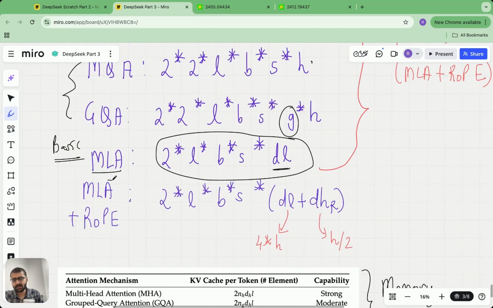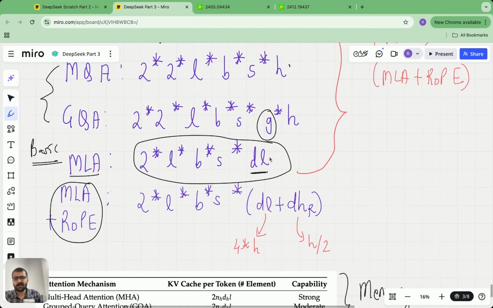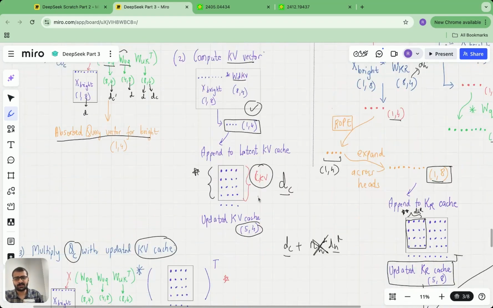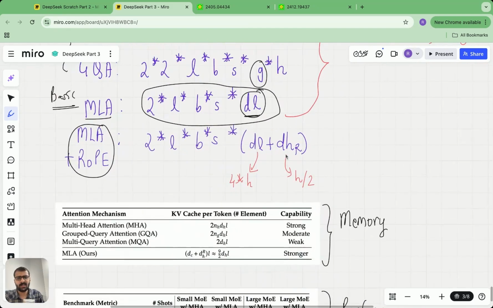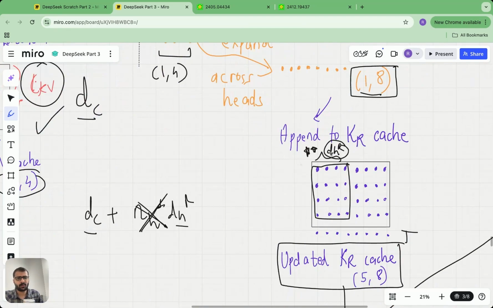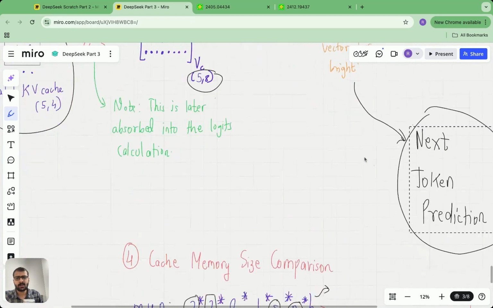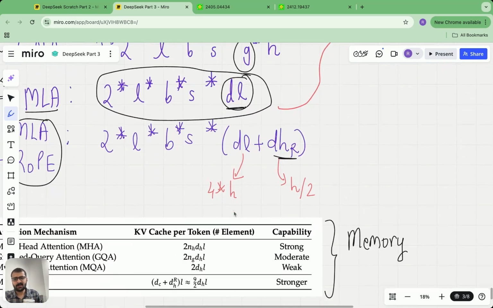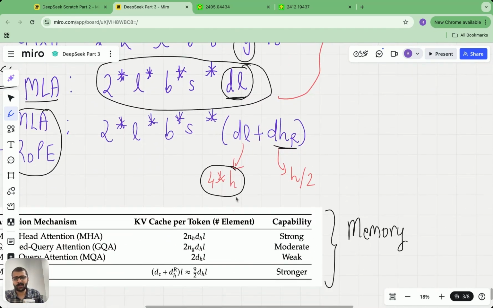With MLA plus RoPE, the thing which we saw today, the only thing modified in this formula is that instead of just having the latent CKV, which is being cached, that much is fine, but along with CKV, we are also caching DHR, right? Why are we caching DHR? Because that's KR, and we only need to cache it for one head since it's replicated across different heads. So the memory size is now DL plus DHR. And in the original DeepSeek paper, they use DL to be 4 times H, where H is the attention head dimension, and for DHR they used H by 2, where H is the original attention head dimension.